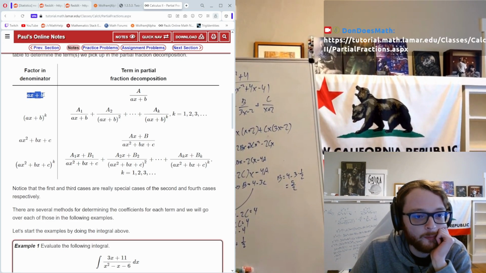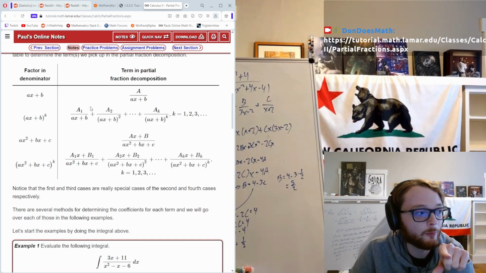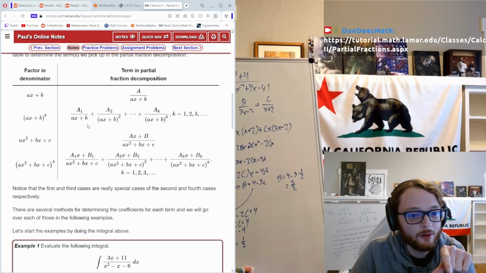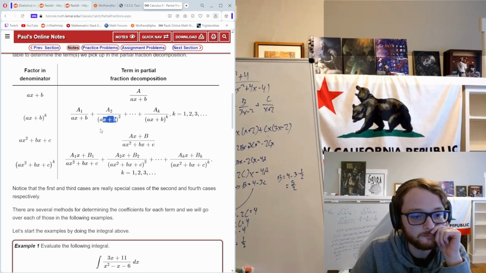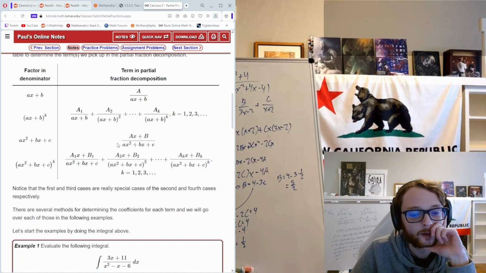So when you have the normal terms on the bottom, like ax plus b, normally you just put a constant on top. If you have something like x plus 1 squared, like a power, then you have to do terms for each power from 1 up to whatever power you're given. So if you have something cubed on the bottom, you have to do a over x plus b, plus a over x plus b squared, plus a over x plus b cubed. If you have an irreducible quadratic, like x squared plus 1, then you have to change around the numerator. Technically, you could do partial fractions with complex numbers in there too, I think, but usually that doesn't get taught.